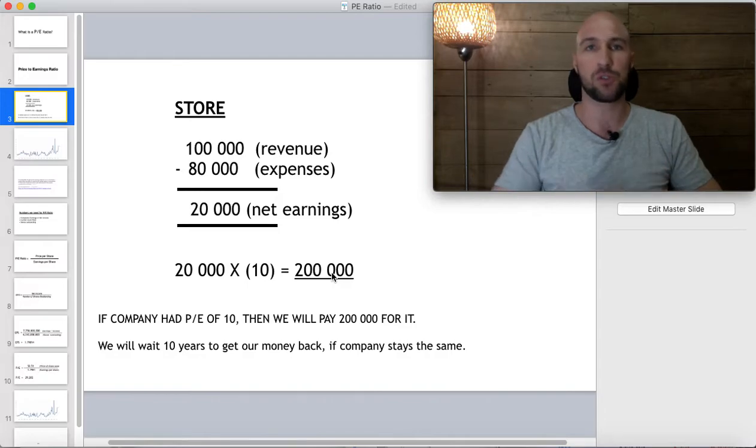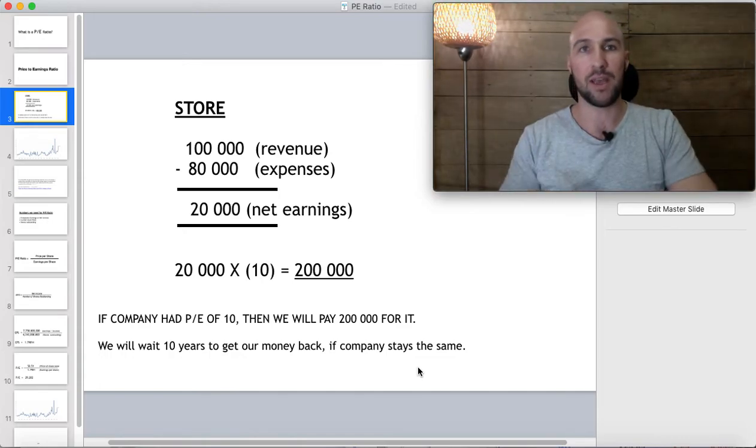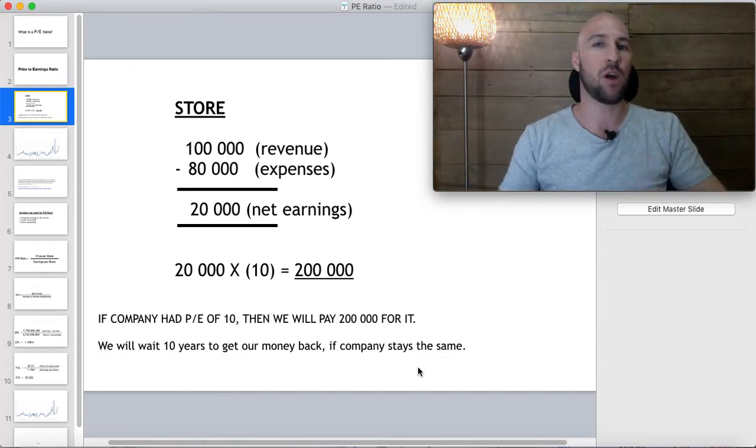Once you trade on the stock market, you have more buyers and more sellers. The stock is more liquid. So if a company had a PE of 10, we'll give him 200,000 and we will wait for 10 years to get the money back if the company stays the same. On the stock market, generally it trades around about 15.